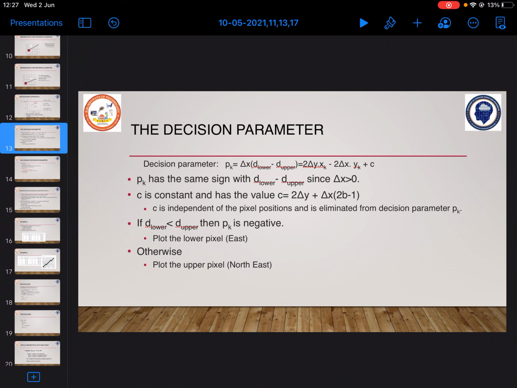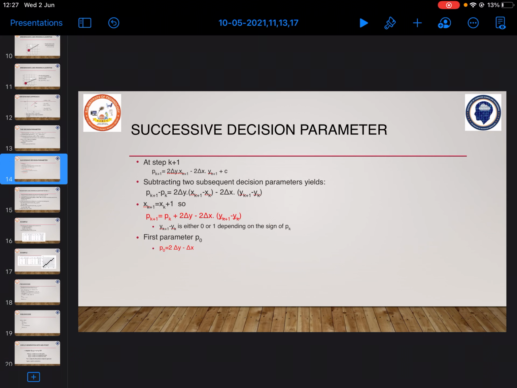If d lower is less than d upper, then pk is negative. Plot the lower pixel, east; otherwise plot the upper pixel, northeast. So the successive decision parameter at step k plus 1, pk plus 1, is equal to 2 delta y times xk plus 1 minus 2 delta x times yk plus 1 plus c.